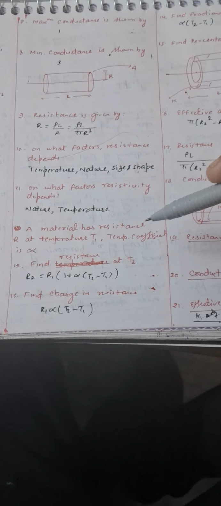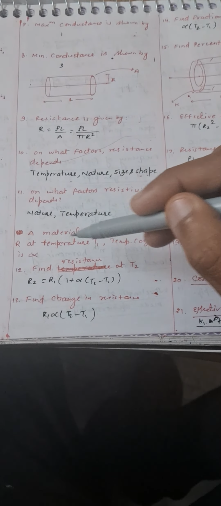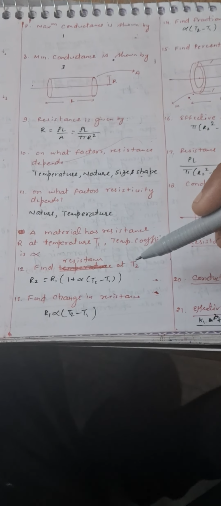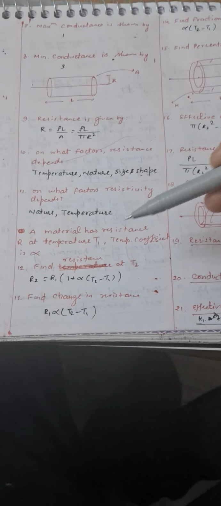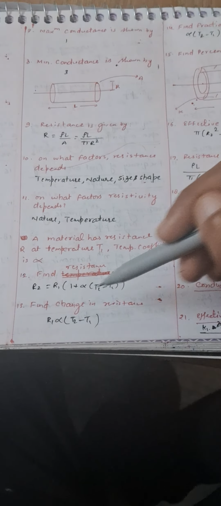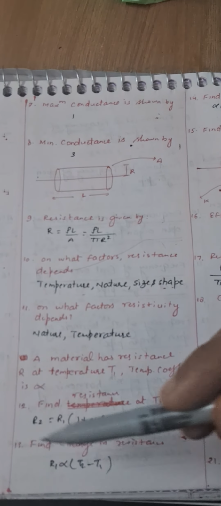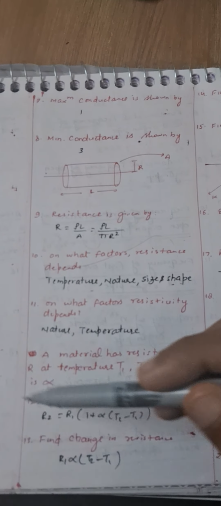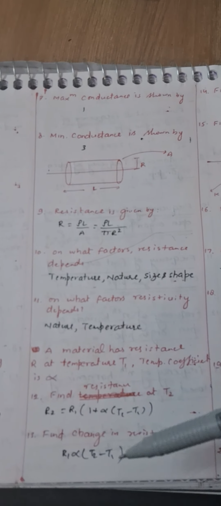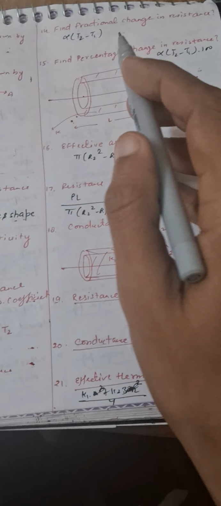Next is a material has resistance R1 at temperature T1. Temperature coefficient is alpha. We need to find resistance at T2. So let the resistance be R2. So we can say R2 is equal to R1 into 1 plus alpha, T2 minus T1. So that will be the resistance over here. Next is find change in resistance. So change in resistance is R2 minus R1, which will be R1 alpha, T2 minus T1.